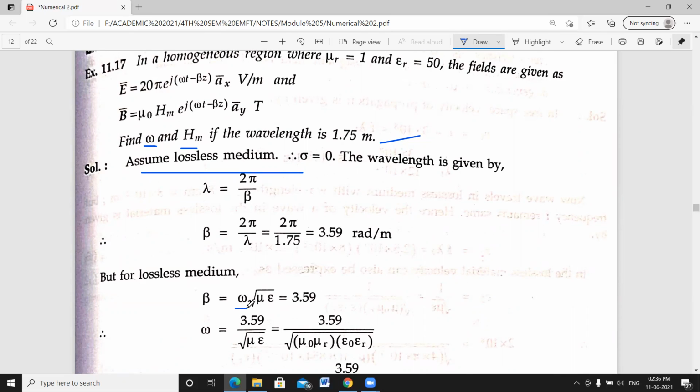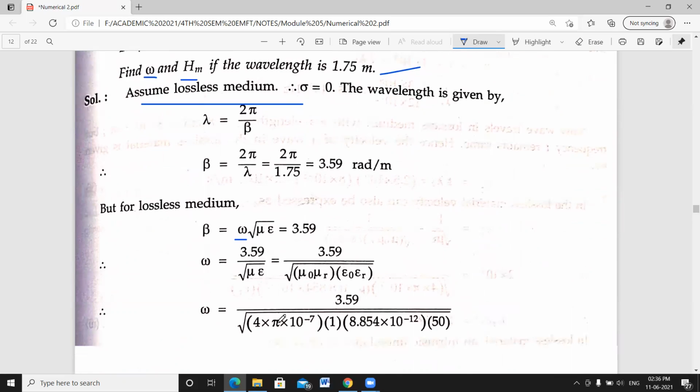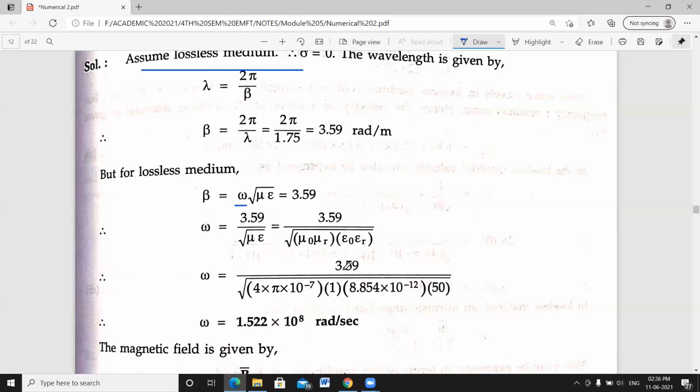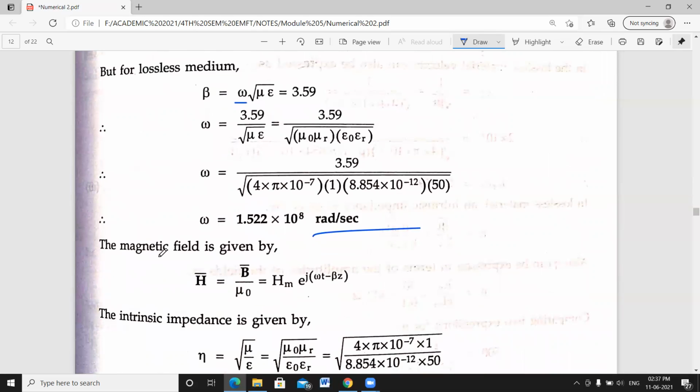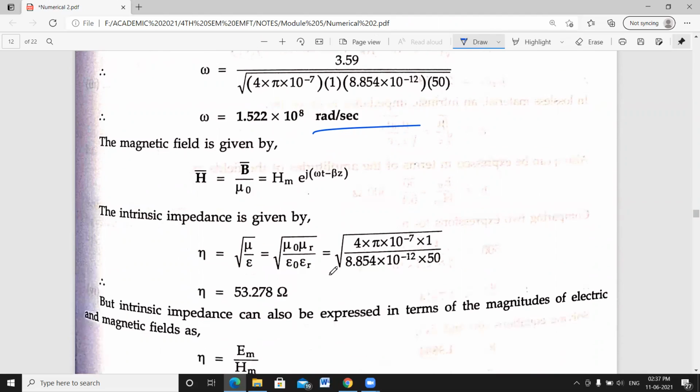Therefore, I want omega. Omega is going to be 3.59 divided by square root of mu epsilon. Then substitute for everything here, and omega is going to be 1.522 × 10⁸ radians per second. Then the magnetic field H is going to be B divided by mu naught, that is nothing but Hm e^(j(omega t minus beta z)).